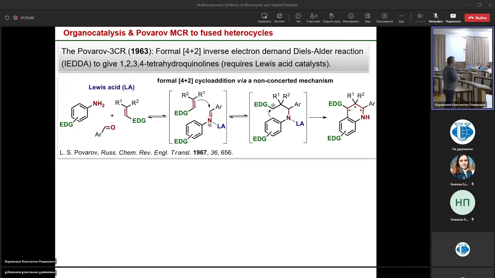So what we see as a very complex formal 4+2 reaction is a sequence of very simple independent steps. It's an imine formation, activation by the Lewis acid, Mannich-type reaction, okay, followed by an electrophilic aromatic substitution. That's why the aniline requires the electron donating groups. So if you put a bromine or a nitro, the reaction does not work. Okay, and then you are forming this type of heterocycle.